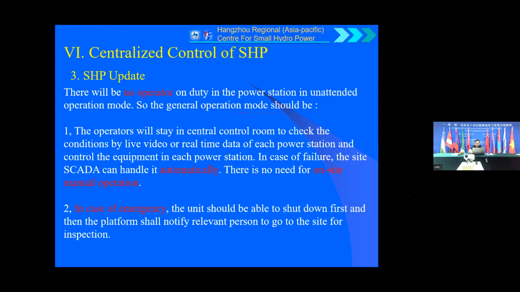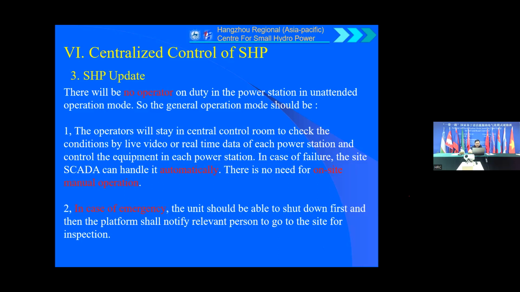So the general operation model should be, first, the operators will stay in the central control room to check the conditions by live video or real-time data of each power station and control the equipment in each power station. In case of failure, the site system can handle it automatically. There is no need for on-site manual operation.